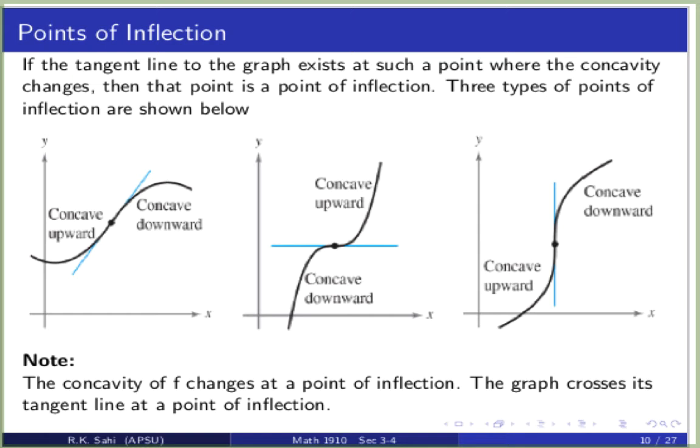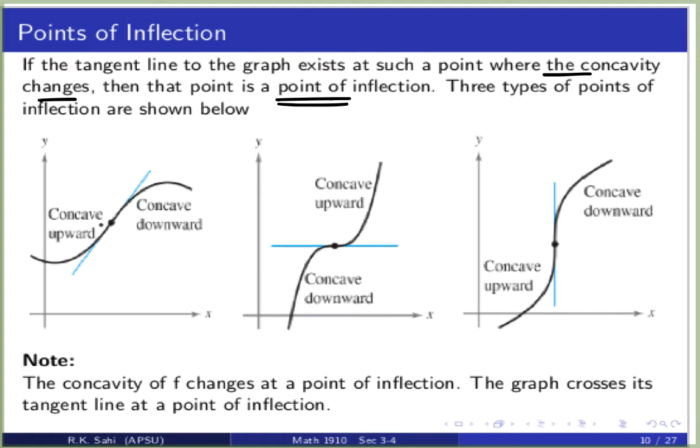Now, if a tangent line to the graph exists at such a point where the concavity changes, that's the best way to remember. A point where you see the concavity change is a point of inflection. There are three types of points of inflection as shown below.